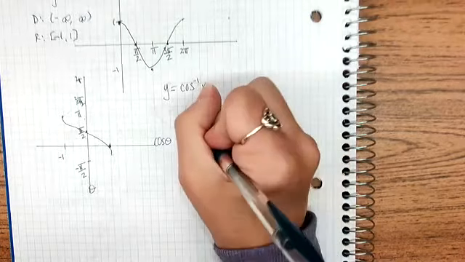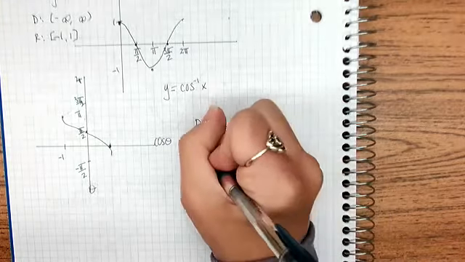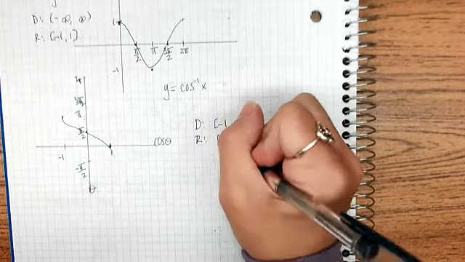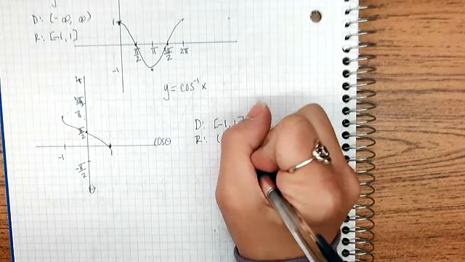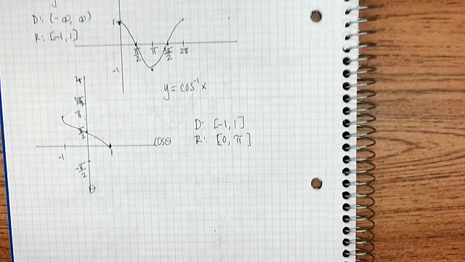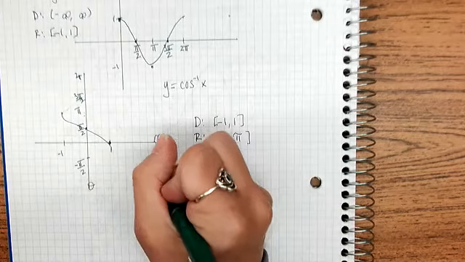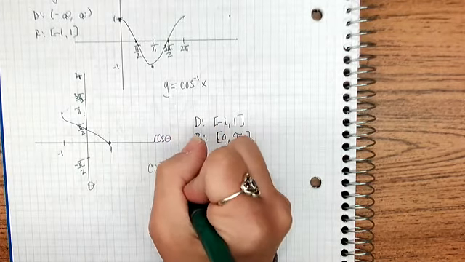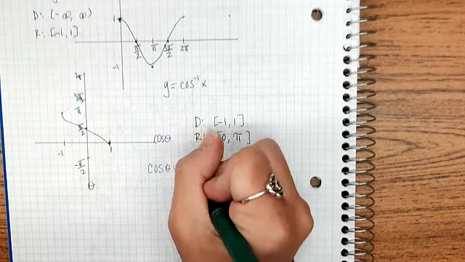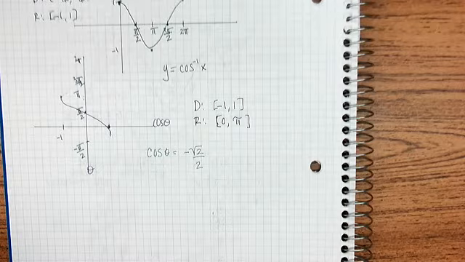So the domain of the inverse cosine is -1 to 1, but the range is from 0 to pi, and that should be included. All right, let's say I ask you to find where the cosine of theta is... how about -√2 over 2? Okay, so figure out where the cosine of theta is -√2 over 2.